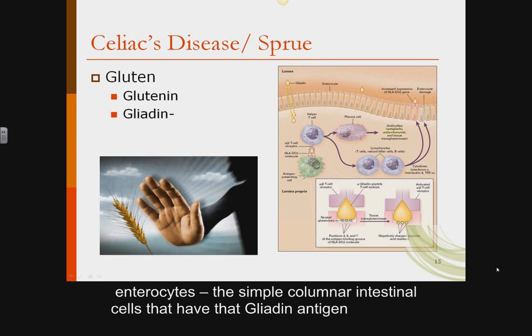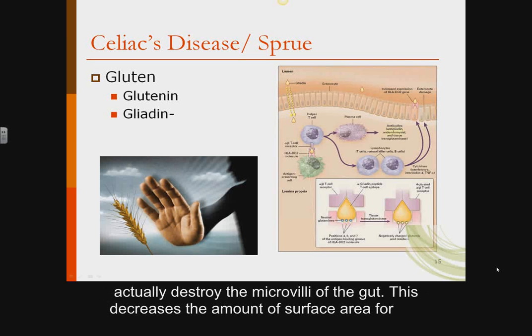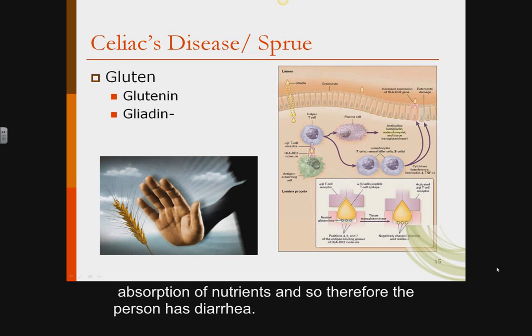Lost my place here. The enterocytes are the simple columnar intestinal cells that have gliadin antigen expressed on their surface membranes. And what happens is the T cells and B cells actually destroy the microvilli of the gut. This decreases the surface area for absorption of nutrients, and therefore the person ends up with diarrhea.